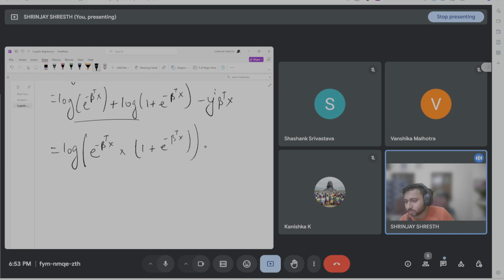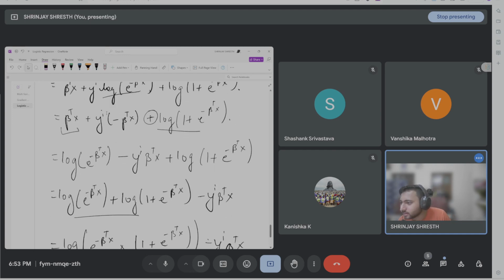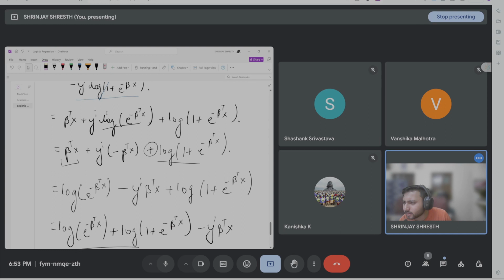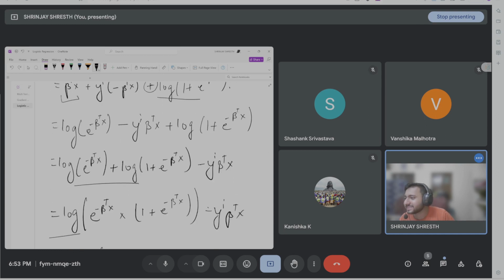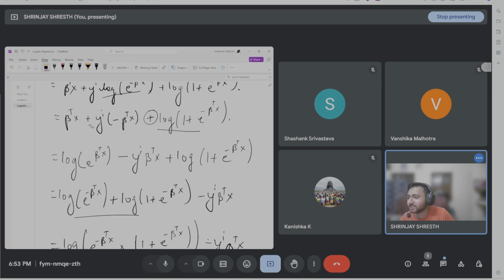This would go as 2 minus yi beta transpose x. So if you would simplify this expression, you will get something as log 1. If you will simplify it, just a second. Oh, my mistake. Here this minus will not be there, because it is only beta transpose x. It is only beta transpose x. So this minus will not be here.